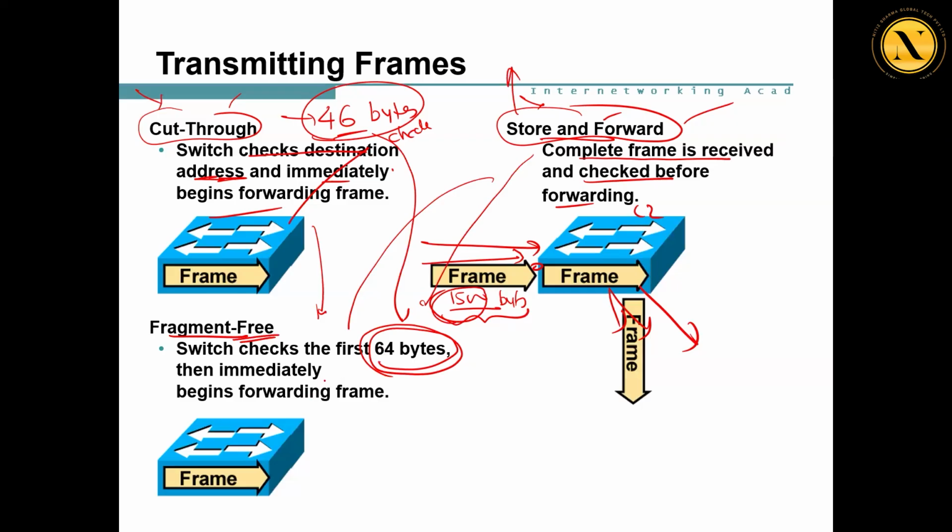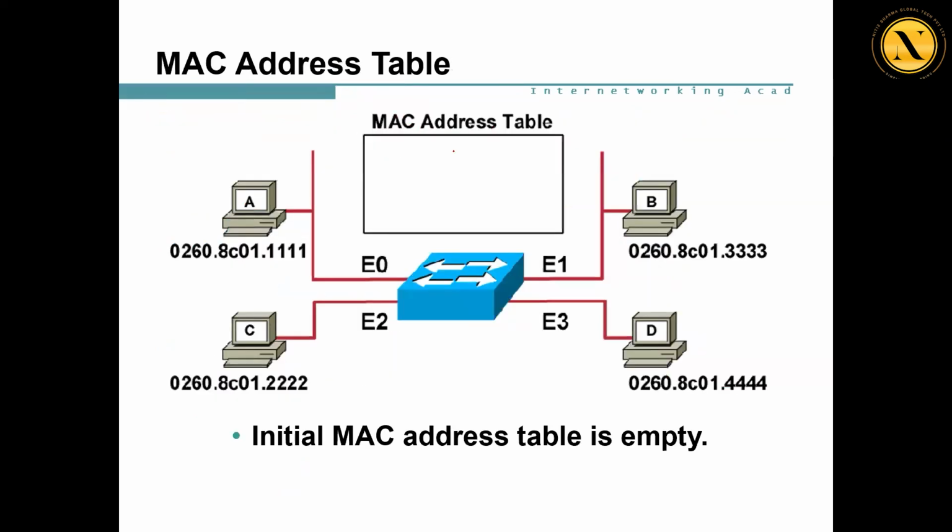And if there's an error, obviously it will drop it, and if there's no error, it will forward it. Okay. The switch checks the first 64 bytes and immediately begins forwarding it. Now, initially the MAC address table is empty. We know that switches maintain a MAC address table. So you connect 4 PCs, port numbers 1, 2, 3, 4, with MAC addresses 1, 2, 3, 4, whatever. So initially the MAC address table is empty.